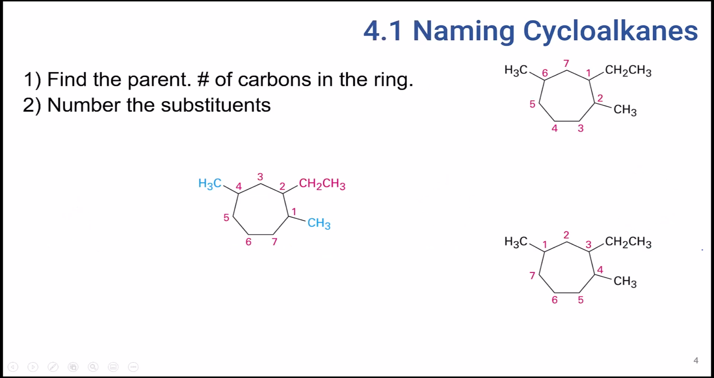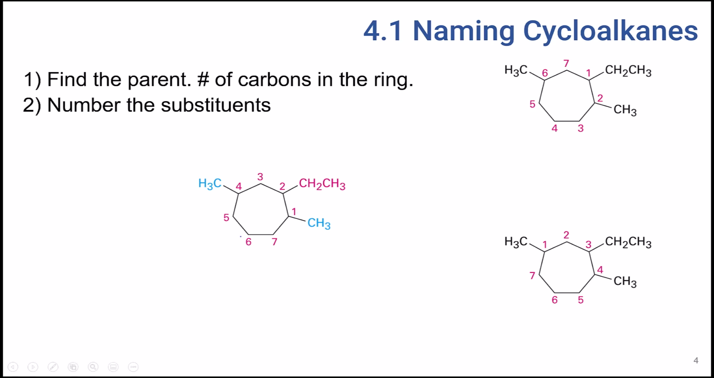To name the cycloalkanes, if it's not just the regular ring with no carbons on it, we're going to find the parent number, which we've shown in the last slide, and the parent is based on the number of carbons in the ring. And then we're going to number substituents to give the lowest overall numbering. So here, this is numbered so that the methyl group gets 1, then it's 2, 3, 4, 5.